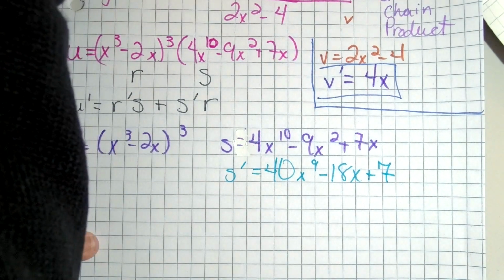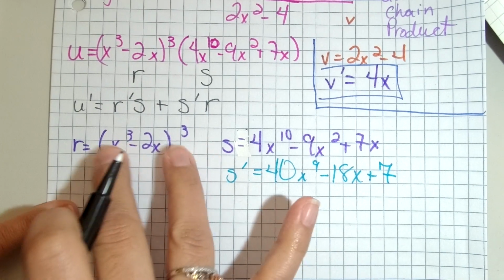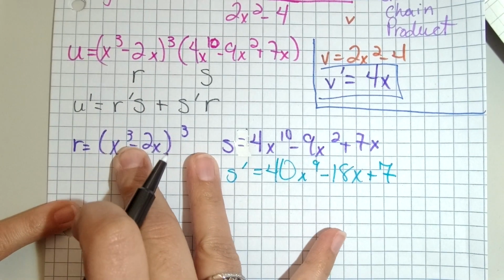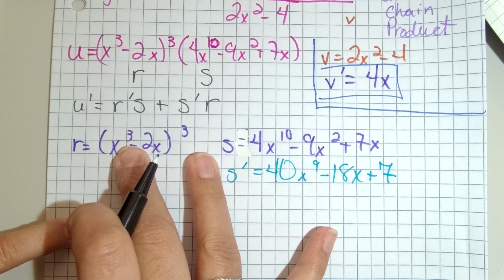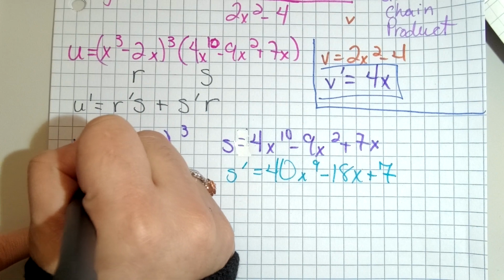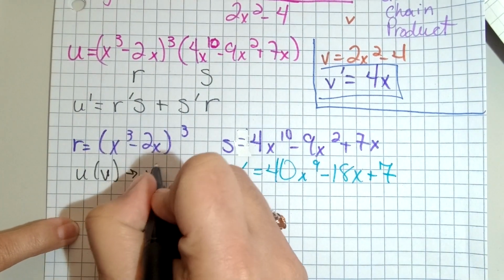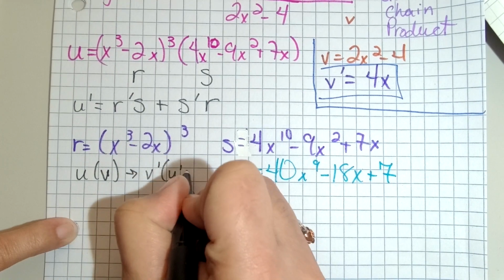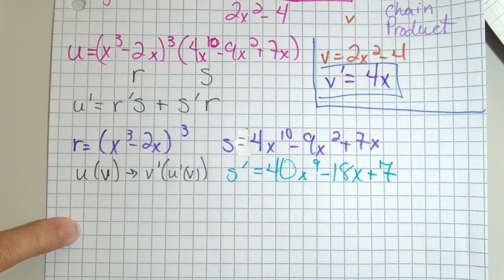Okay, I'm going to keep going then. Now I'm going to look at R prime. R is the chain rule. I have to use the chain rule. So remember that the chain rule, if we have U of V, the chain rule says that it's V prime, U prime, V. This is on your formula sheet, right? Chain rule?